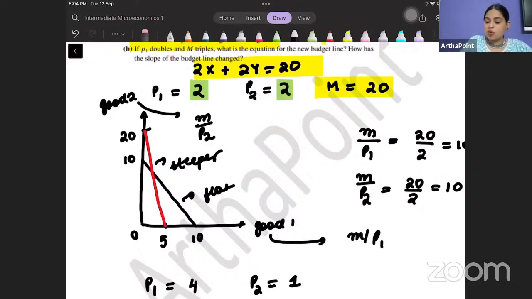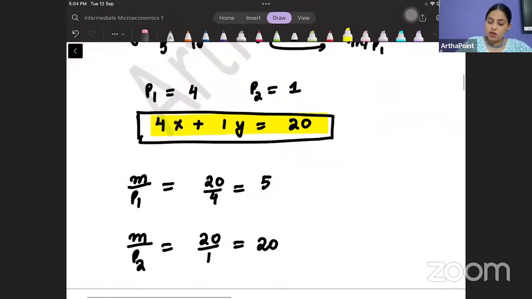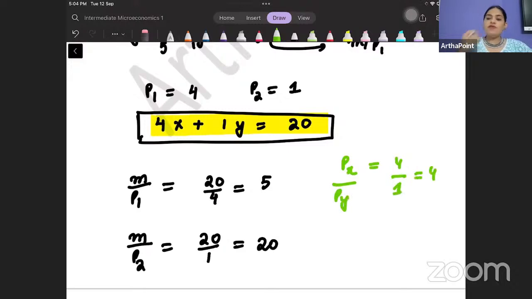Yes, ma'am. The slope was P1 by P2. So 2 by 2, that means 1. So earlier my slope was 1. Beta, can you tell me what will be slope now? Yes, price of good X is 4. Price of good Y is 1. So the slope will be 4.